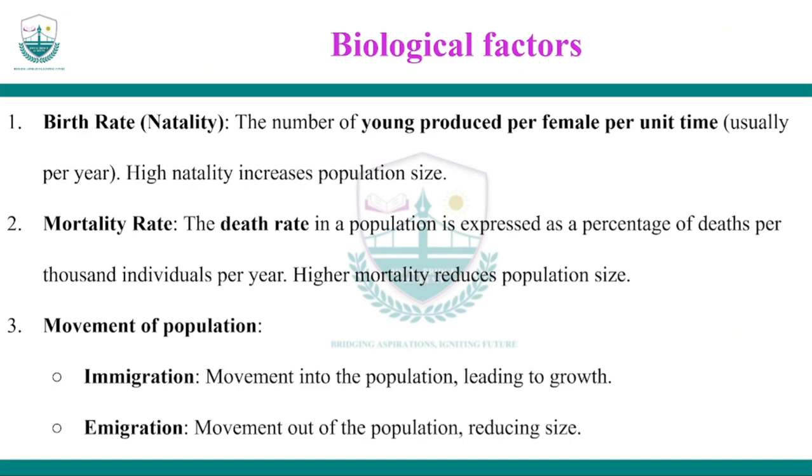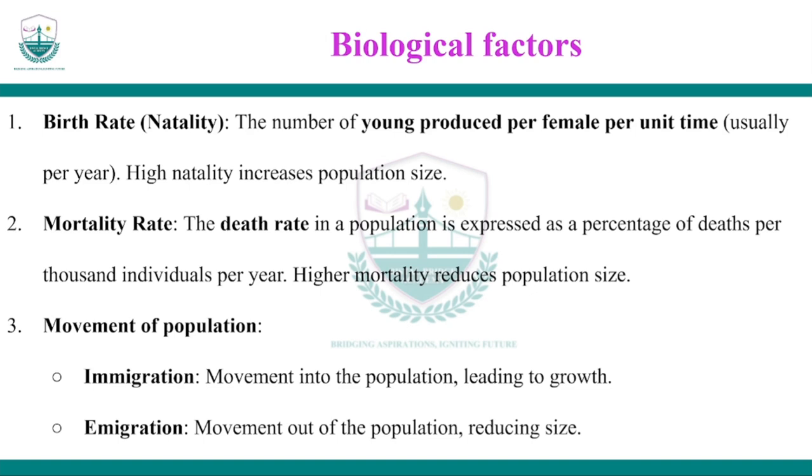Birth rate, or natality, is the number of young produced per female per unit time, typically per year. For example, rabbits have high natality, contributing to rapid population increases. On the other hand, mortality rate is the percentage of individuals that die per 1,000 in a year.